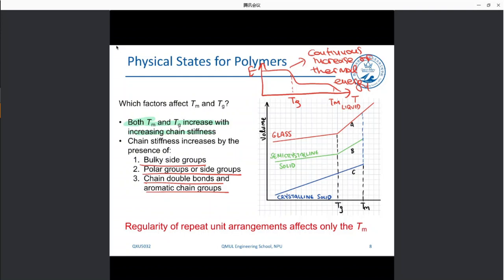It is very important, though, to point out that the regularity of repeat unit arrangements affects only the melting point. And the regularity of repeat unit arrangements, does anyone remember what is the regularity of repeat unit arrangements? We discussed it on the structure in one of the first classes that we did. How is it called in polymers? Can anyone text me? How is it called?